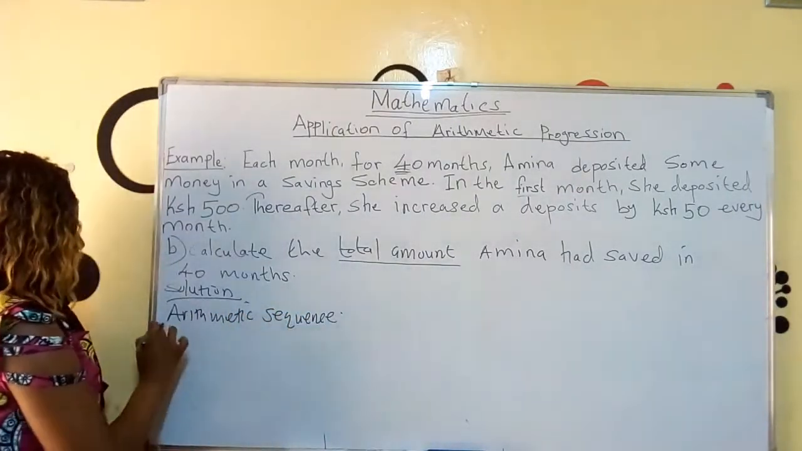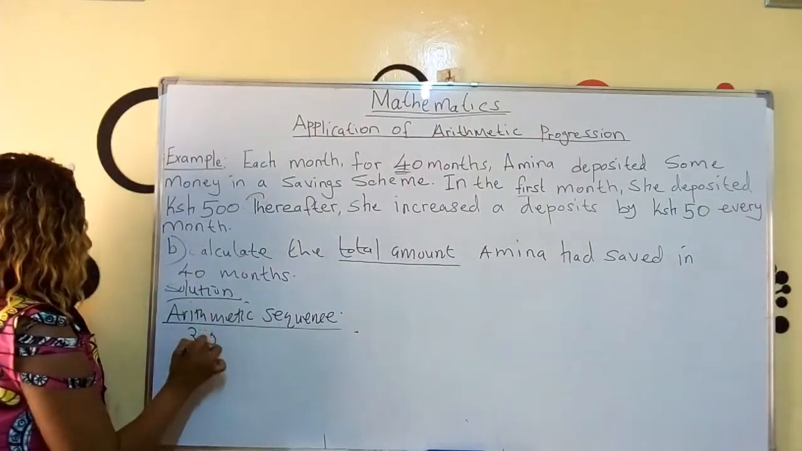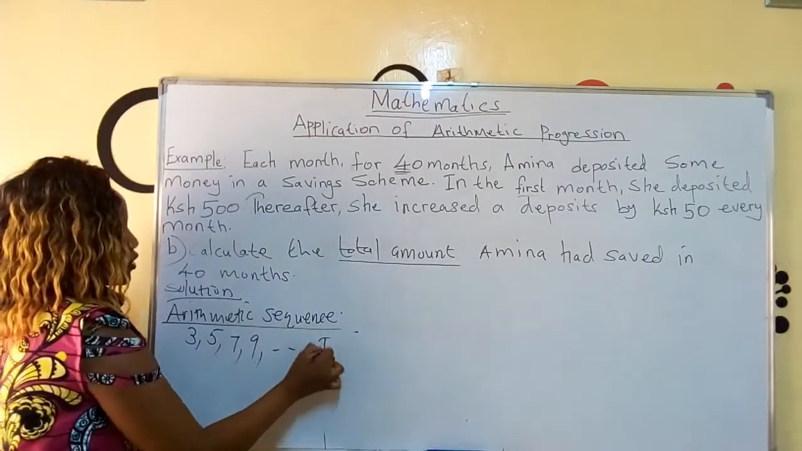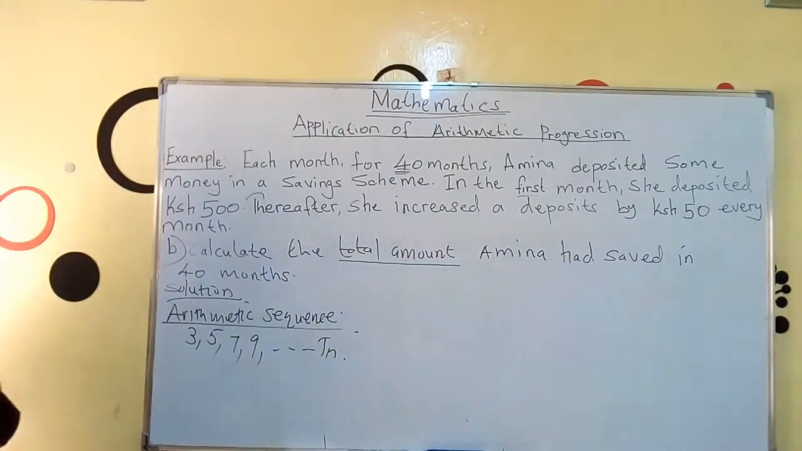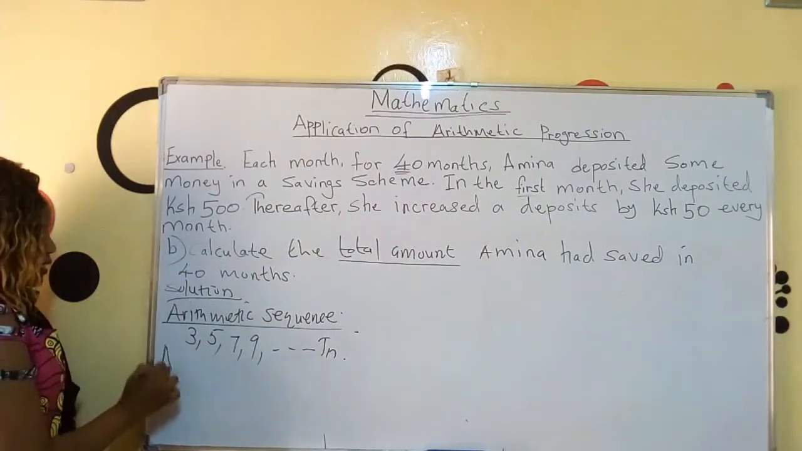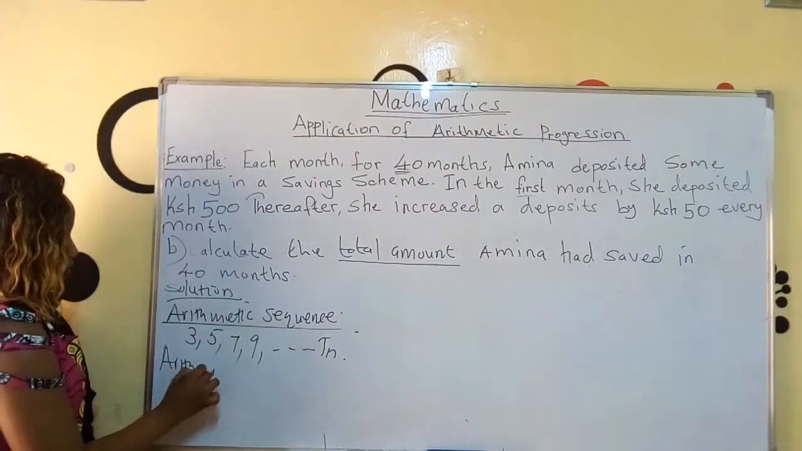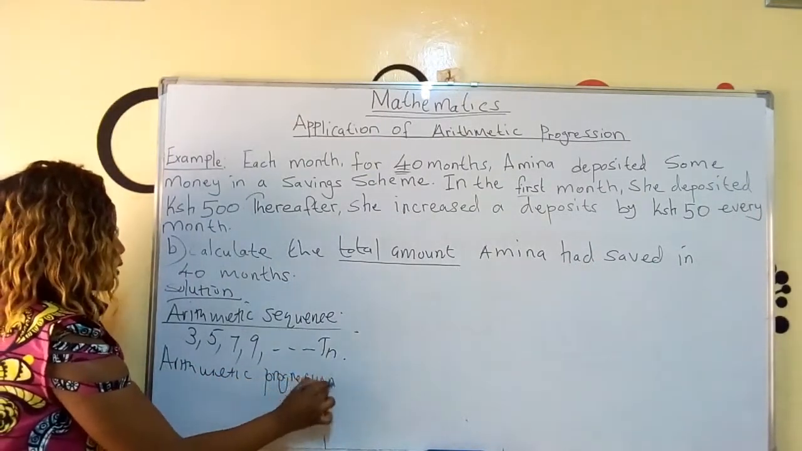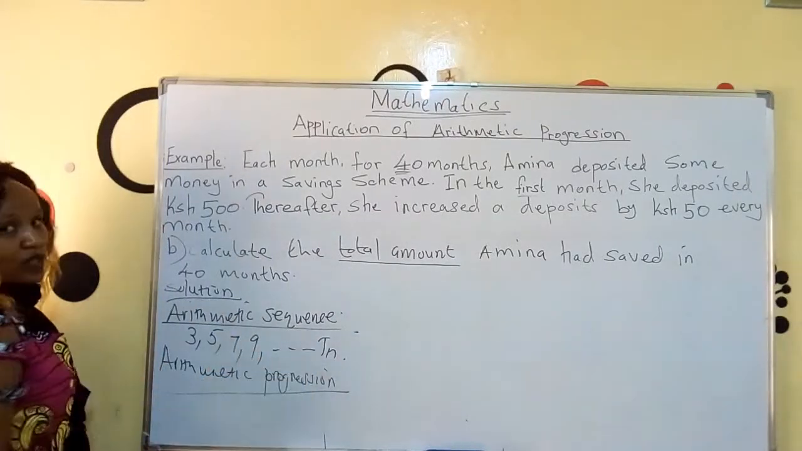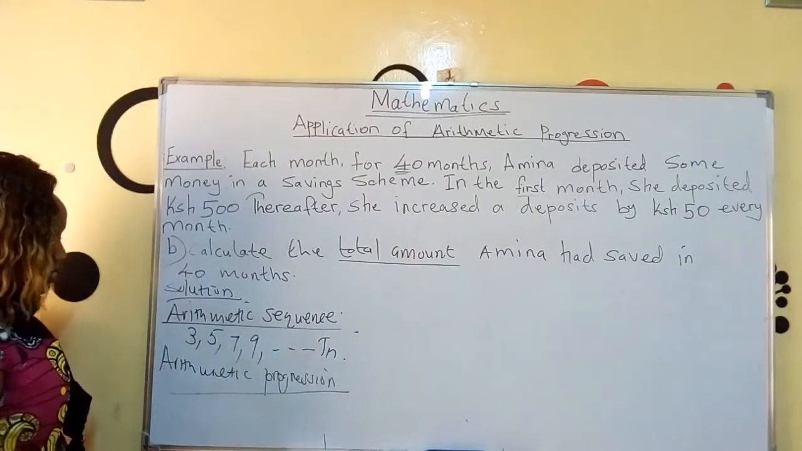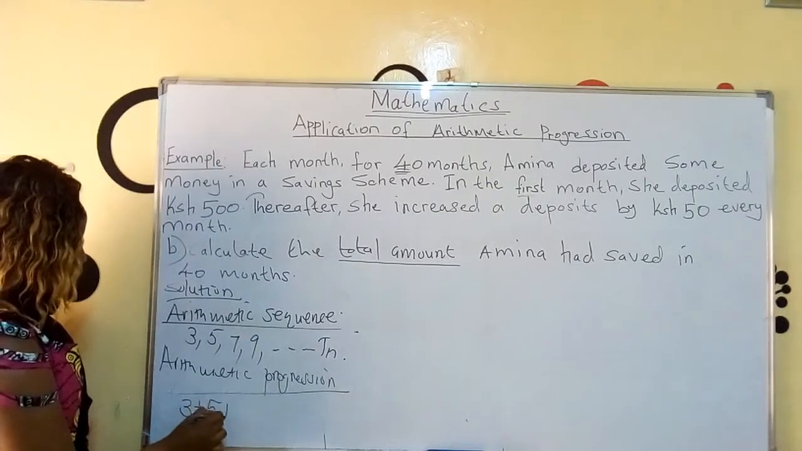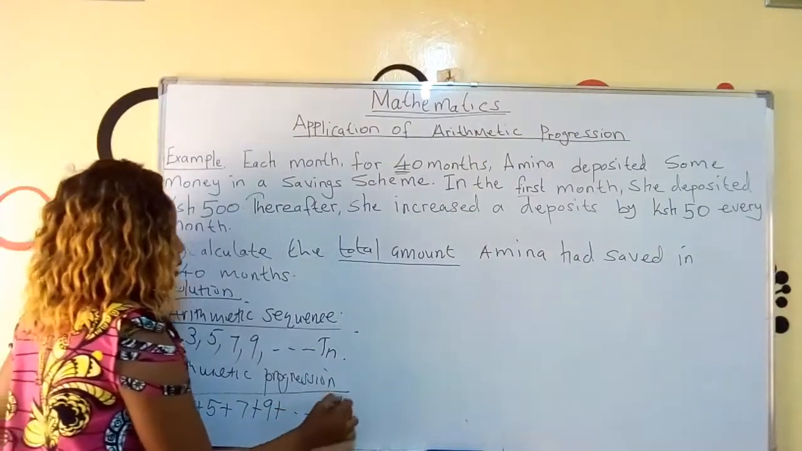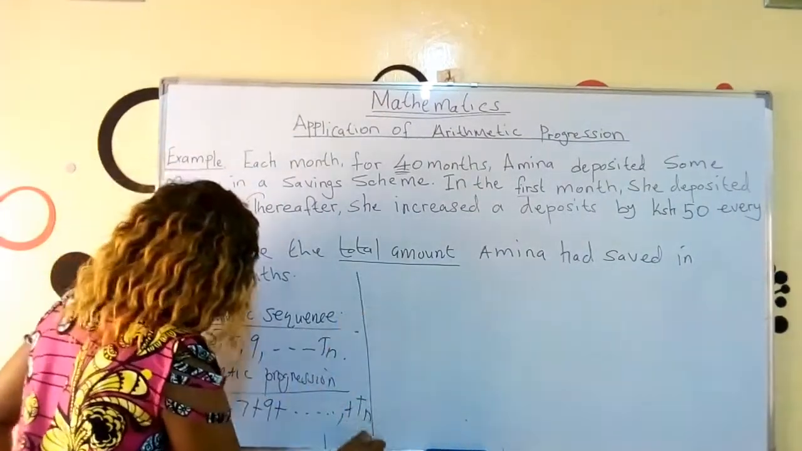Maybe you can have an example. We have 3, 5, 7, 9, all the way to the nth term. Okay? This is a sequence. But arithmetic progression is when, from the arithmetic sequence, we get the sum of the arithmetic sequence, which will be 3 plus 5 plus 7 plus 9 plus and so on, plus the nth term.